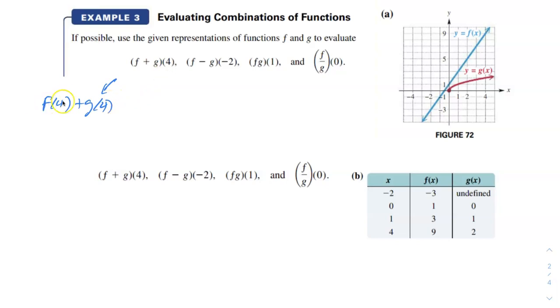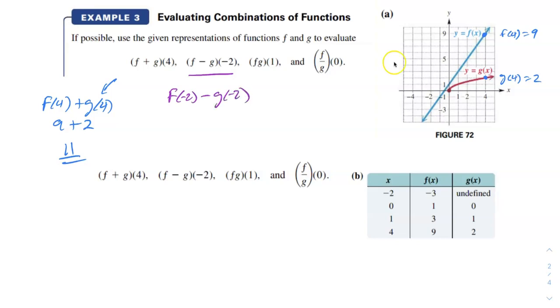Well, how do I find f of 4? I have a graph right here. At 4, my f is 9. So f of 4 just equals 9. At 4, my g equals, looks like 2. So this is just 9 plus 2, which is 11. Done. The next one, we have f of negative 2 minus g of negative 2.